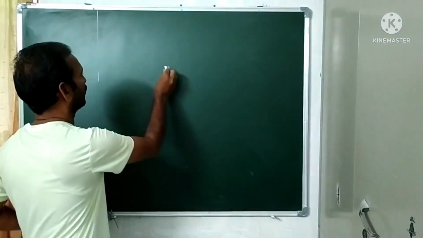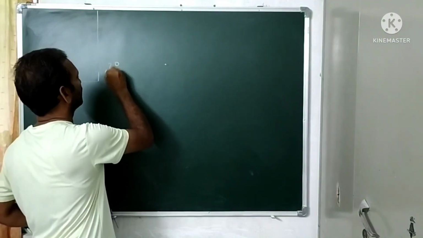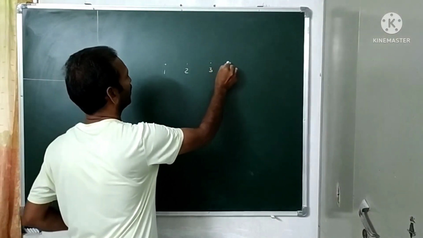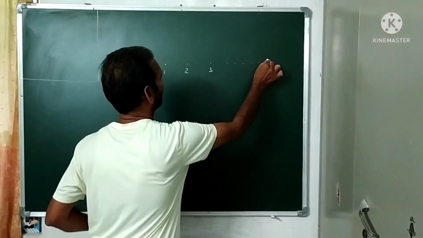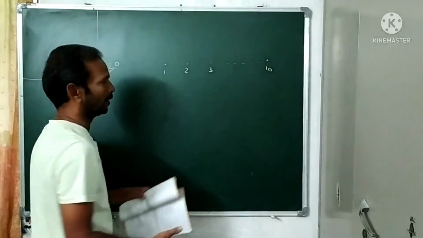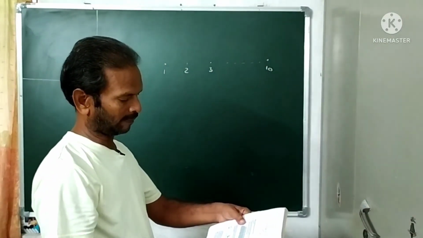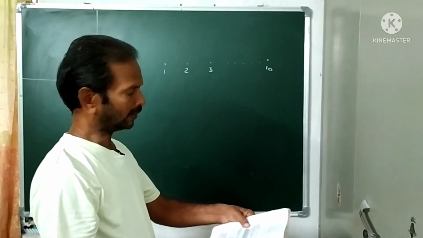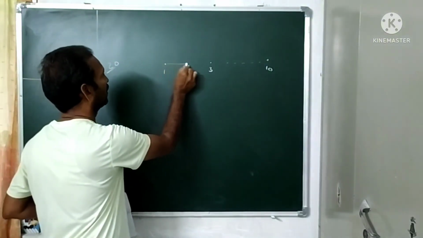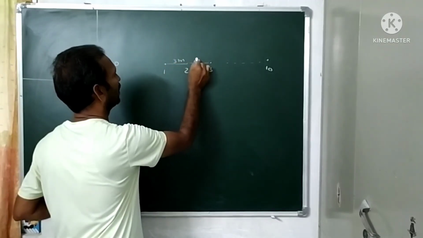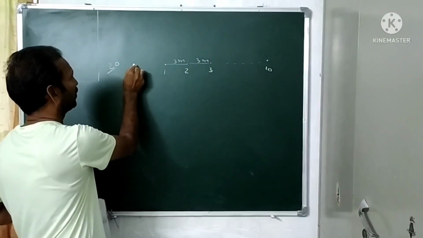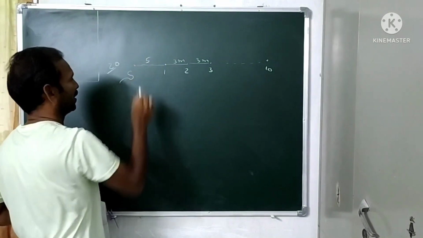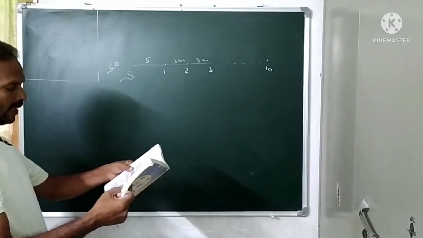Same here, first potato is there. Here second potato. Here third potato. Like that, this is the 10th potato. Here to here, first potato to second potato, how much distance is there? 3 meters. Here to here, 3 meters. Here to here, 3 meters. Starting point is here. Here to here, distance is 5 meters. So what are they saying?